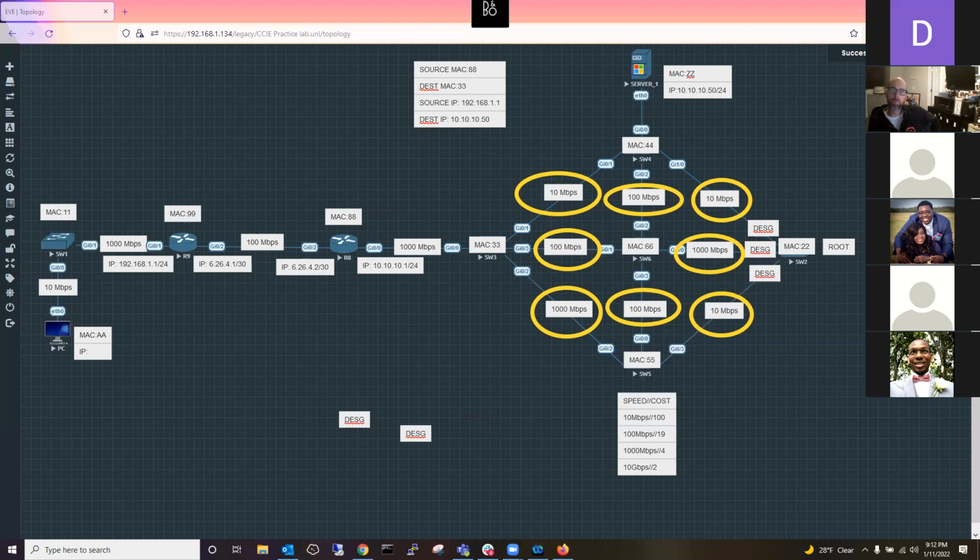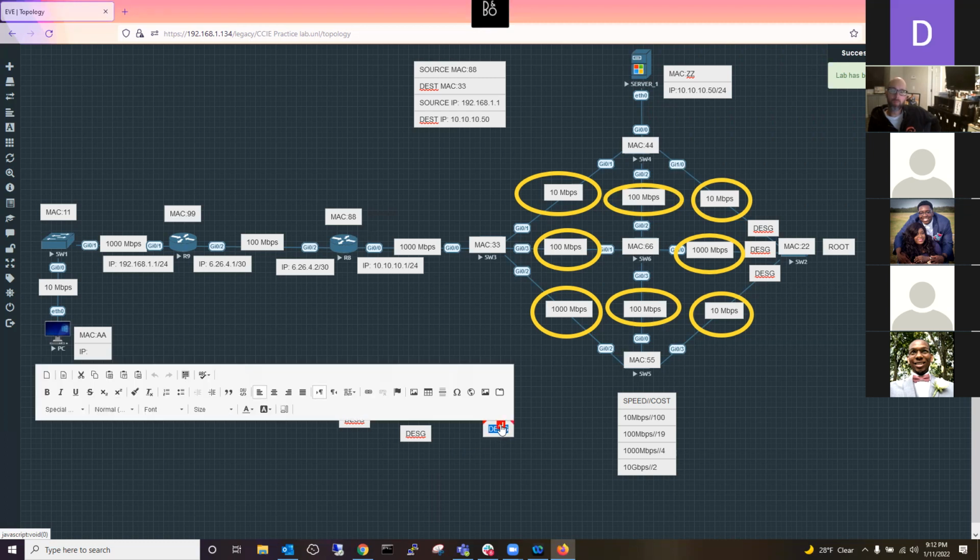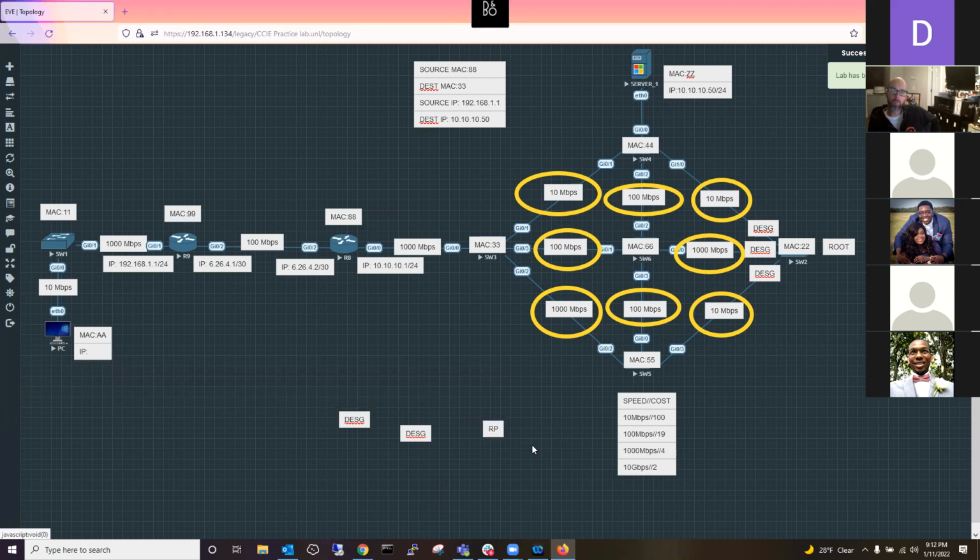And now that you know how to identify a root port on a given switch, and it's based on that cost back to the root bridge, did that all come together for you? Yes, it did. Okay. Excellent.